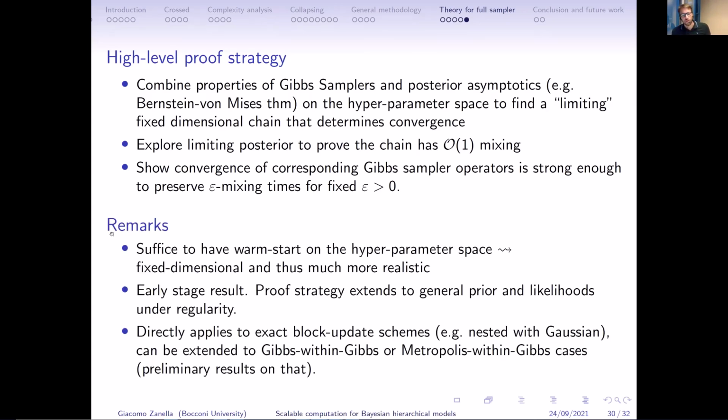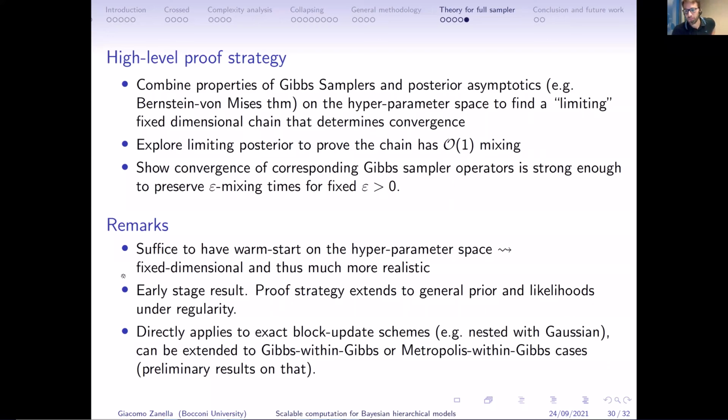So I presented the result with warm starts on the joint hyperparameter and regression parameter space. That would be quite unrealistic in practice, because if you have a parameter space of growing dimensionality, having a starting distribution whose Radon-Nikodym derivative has a bounded ratio with respect to the target is impractical. So you would need to be able to sample from something close to the target as a starting configuration. But actually we can relax the assumption and require a warm start only on the hyperparameters, which have a fixed dimensionality. So this is very realistic and would be satisfied in practice by any kind of warm start, like sampling from a uniform region, for example. So we can make the starting configuration realistic.